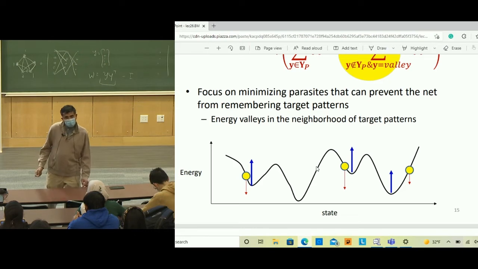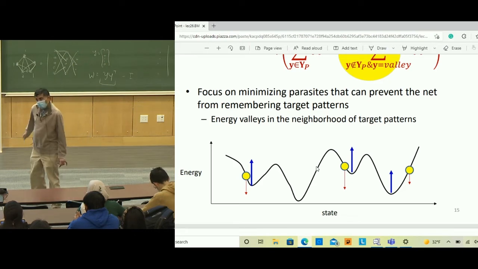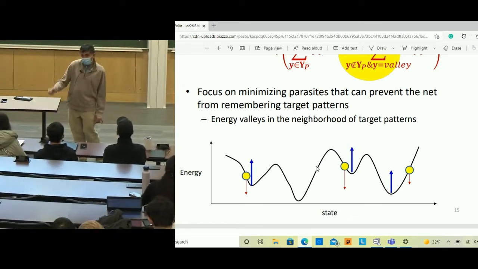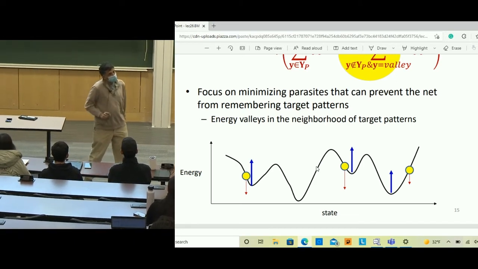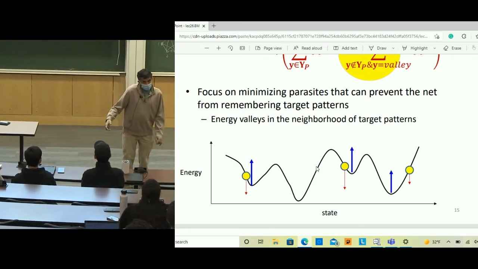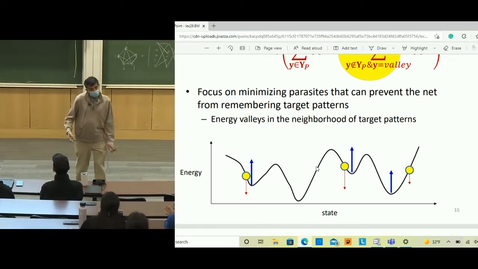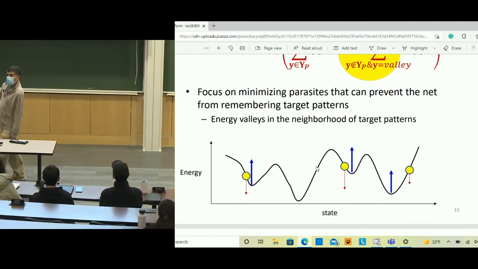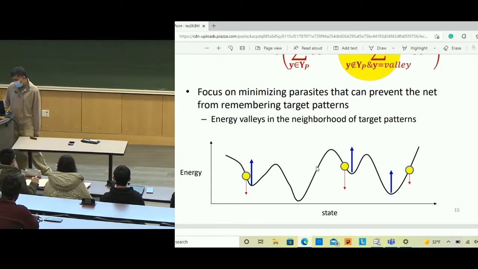So you let the network evolve. It comes to some local value. You pull up the energy at that point, but you keep pulling down the energy at the target patterns. If you repeat the process, eventually only the target patterns will have low energy because you have sort of gone through and pulled up all of the values. And even this can be computationally expensive because you can have an exponential number of values.